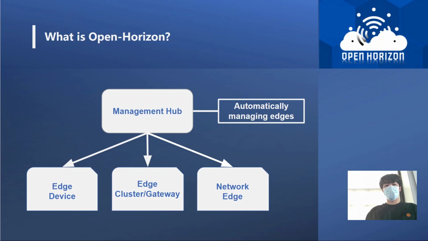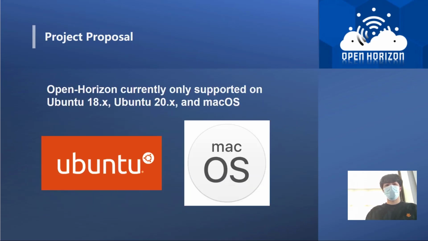So it can automatically manage more than 10,000 edge devices simultaneously. That's 20 times as many endpoints as in the traditional solutions. So it's very powerful. Next. However, Open Horizon is for Windows. So our project proposal this semester is enabling it to run on Windows.